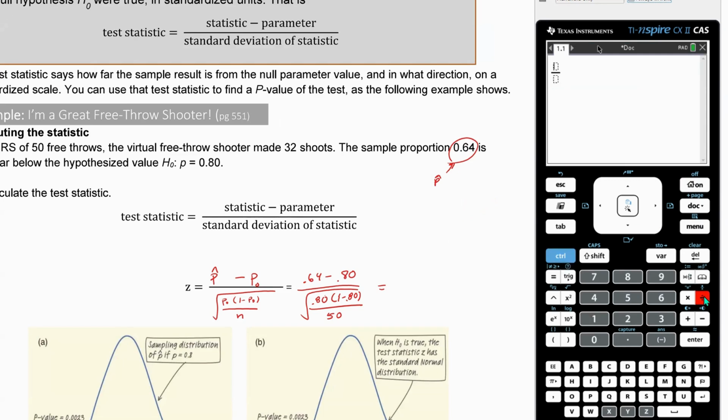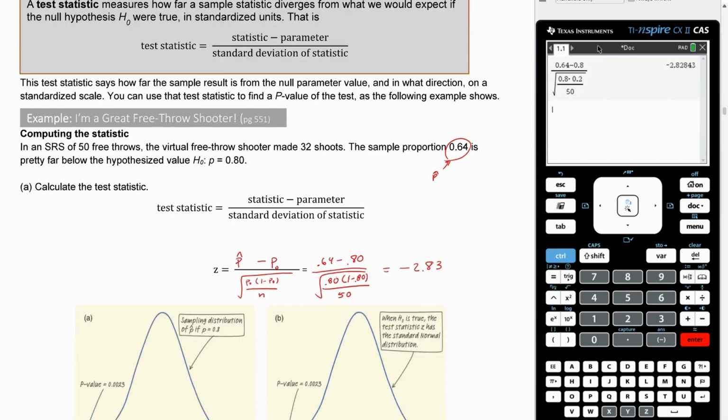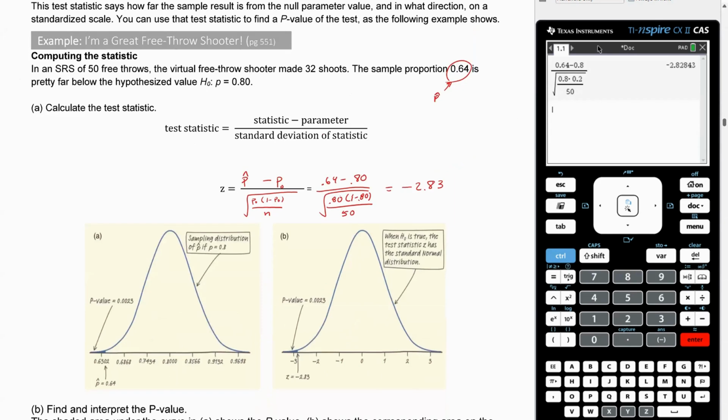I'm going to go control division to get a fraction, 0.64 minus 0.8, and we'll divide that all by the square root, and I'll put another fraction in, 0.8 times 0.2 all over 50, our sample size. And when we do that, we get a z-value of negative 2.83. Okay, now we have that z-value, we can calculate a p-value.